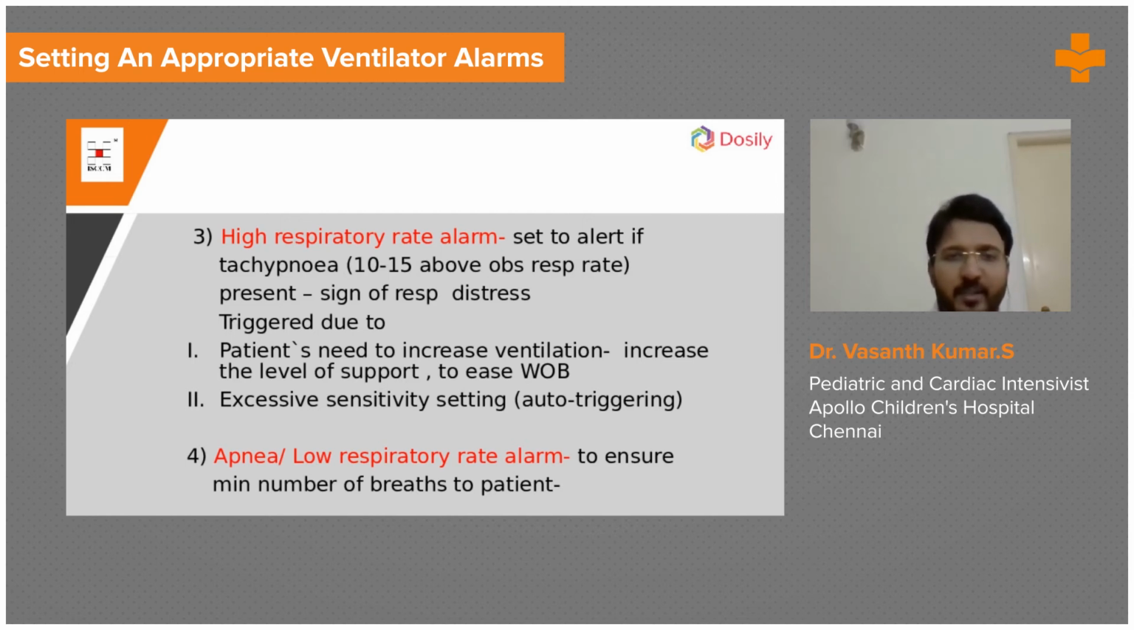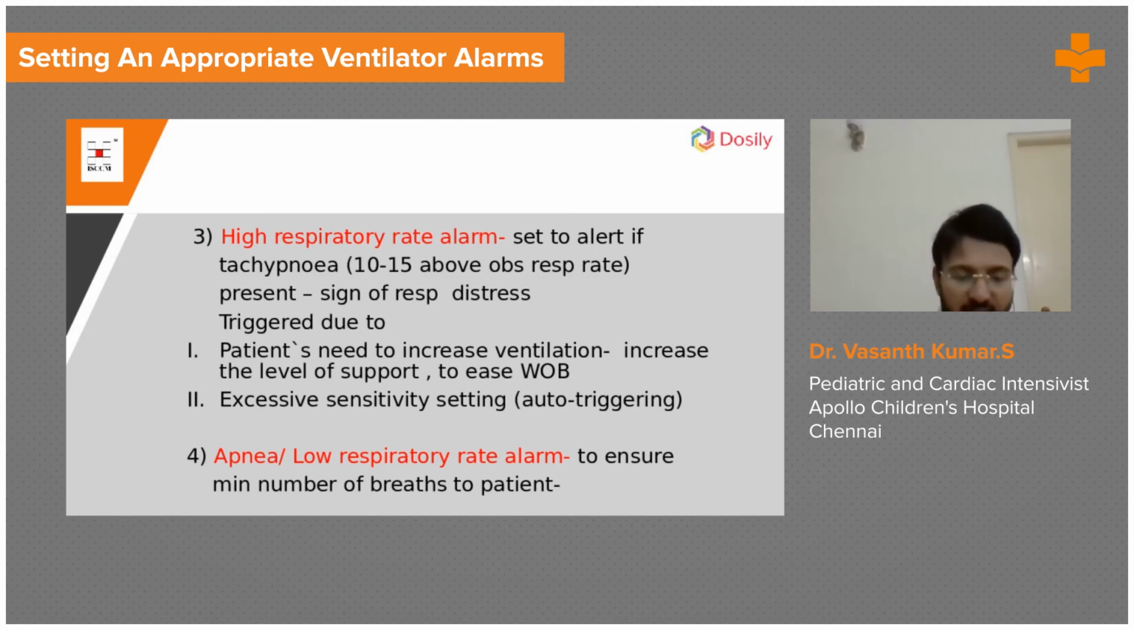So in such patients, when you put them on the ventilator, the set rates are usually a little lesser, like 10, 15. So the patient would like to breathe more. Their demands are more. When the patient breathes more than what you have set, then you get a high respiratory rate alarm. This can be overcome by increasing the respiratory rate a little bit, or giving some sedation, or adjusting the trigger.